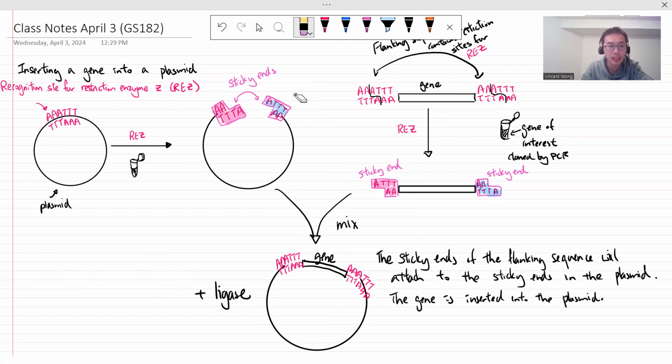So as long as you cut the plasmid and the gene with the same restriction enzyme and you mix them together, they will find each other. The gene is going to go into the plasmid, and then you just add the glue, the ligase, and you will be able to close it. And now the gene is in the plasmid. Is that okay, or is it very confusing? Anybody have questions?